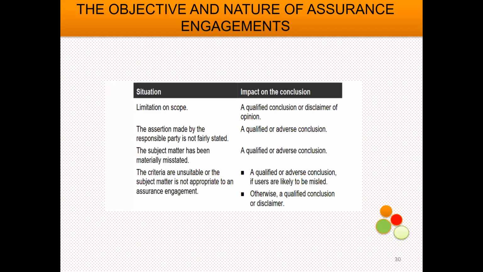If the subject matter has been materially misstated, you can either get a qualified or adverse conclusion. The criteria are unsuitable or the subject matter is not appropriate to an assurance engagement. You can get a qualified or adverse conclusion if users are likely to be misled. Otherwise, a qualified conclusion or a disclaimer. Please, always remember this.